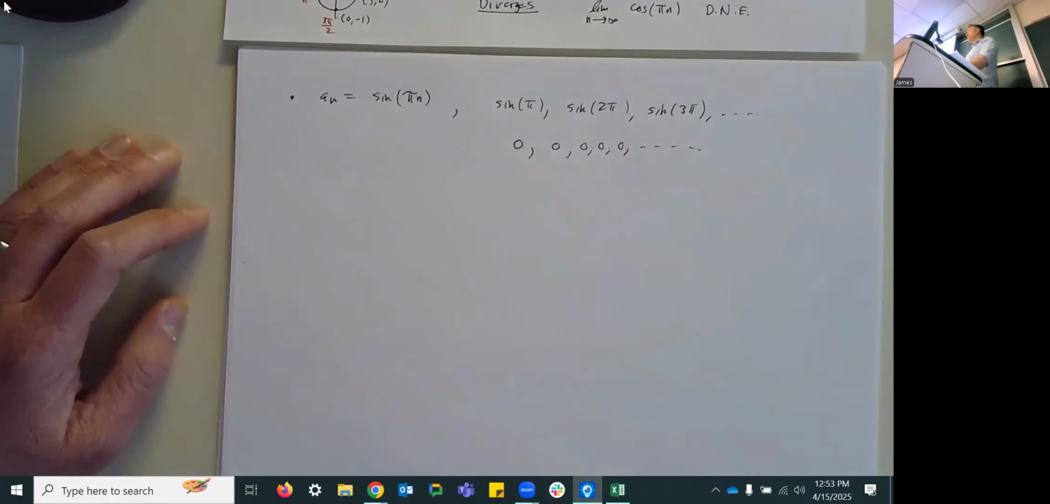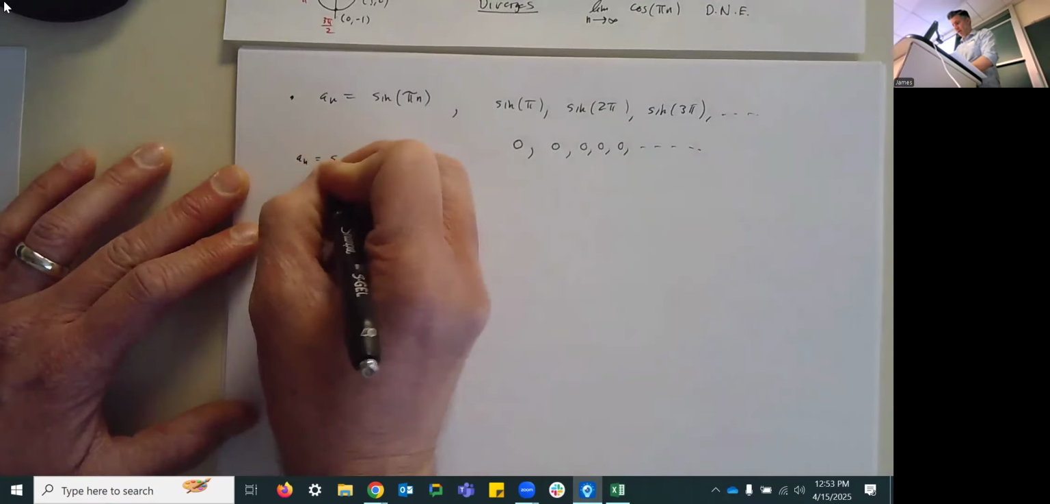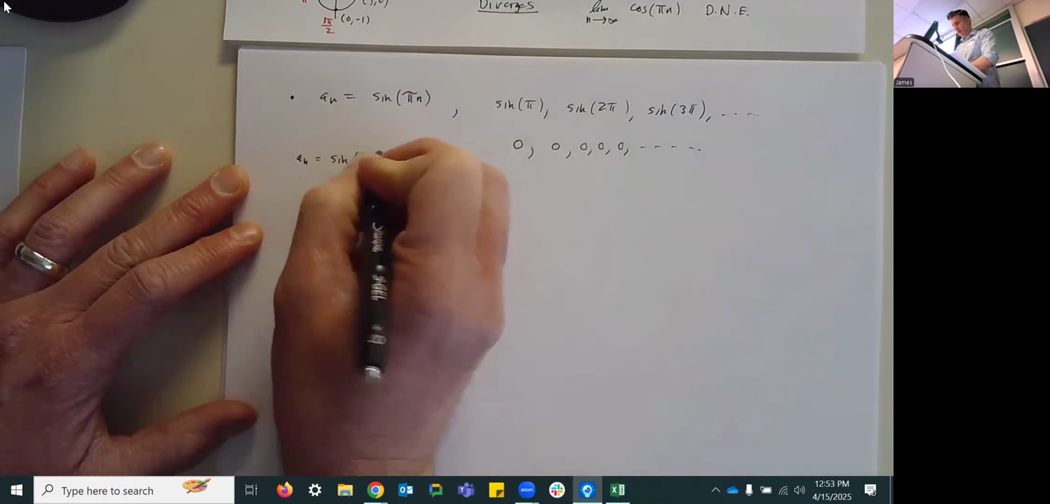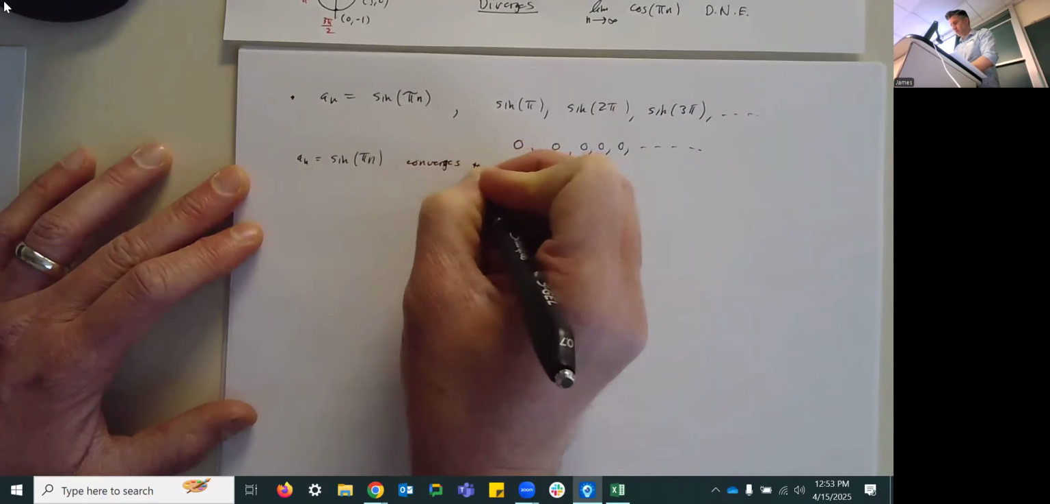So this one actually does converge. This one converges to 0 because all the terms are 0. So a sub n equal to sine of pi n converges to 0.